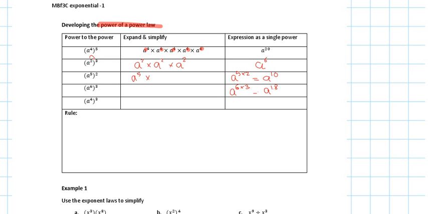Now, yes, you can show it, right? But we're not going to be doing that once we learn our laws, right? The reason we're doing that is to understand why the law. Why, when I have power to the power, I multiply. Or why, when I have multiplication, I add the exponent. That's the reason we're doing the expanding. We're not going to be doing it when we're solving. What will be the answer for the last one? A to the power of 12.